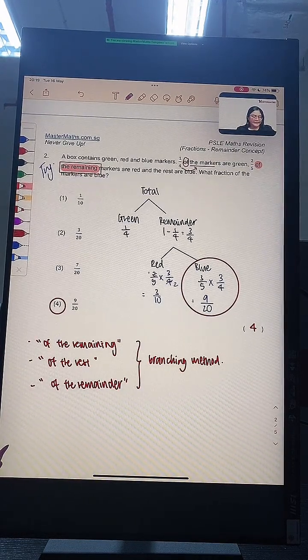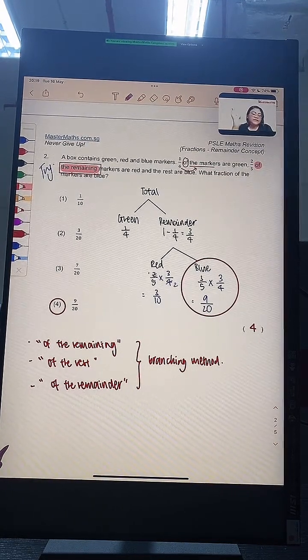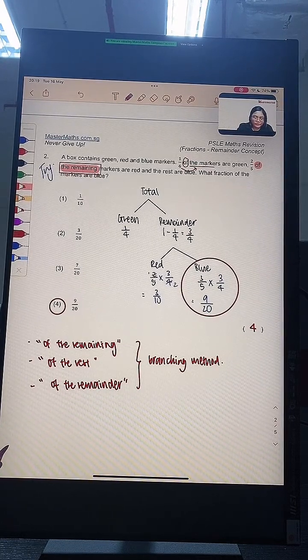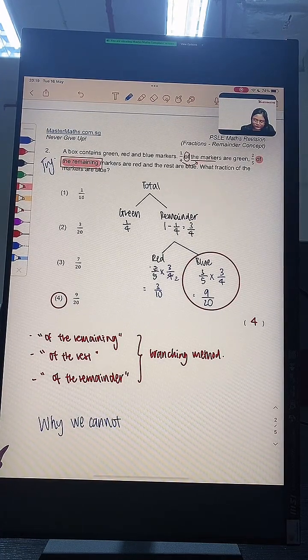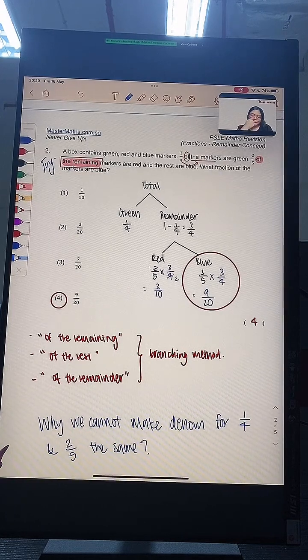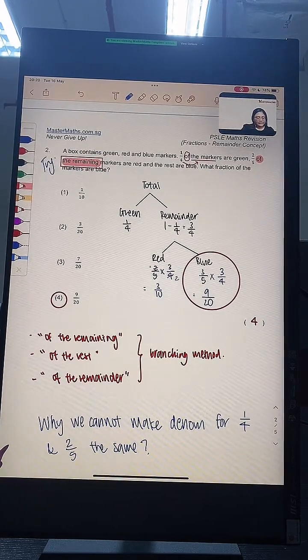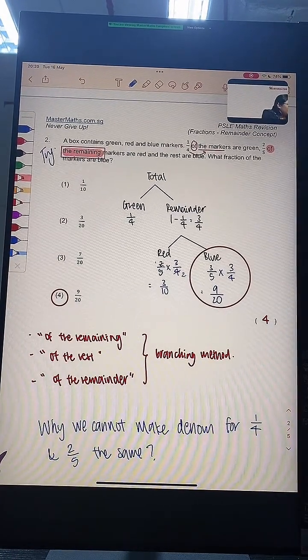Alright, let's have a little discussion in the chat box. Let me write down the question for you: why can we not make the denominators for 1/4 and 2/5 the same? Why do you think so? Can you type your answers in the chat?